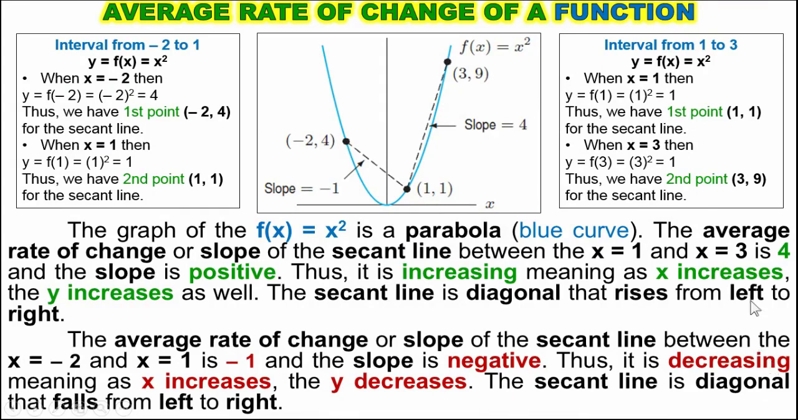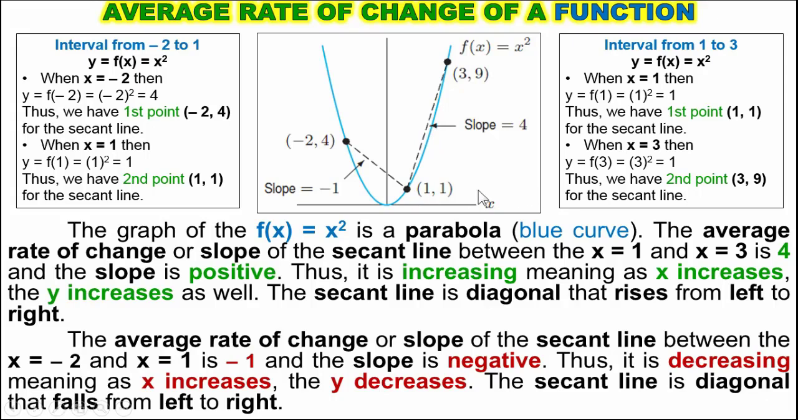The graph of the function f at x equals x squared is a parabola. It is a concave that opens upward. The average rate of change, or slope of the secant line, between x equals 1 and x equals 3 is positive 4 and the slope is positive. Thus it is increasing, meaning as x increases, y increases as well. The secant line is a diagonal that rises from left to right.